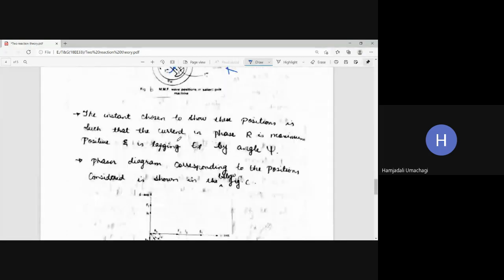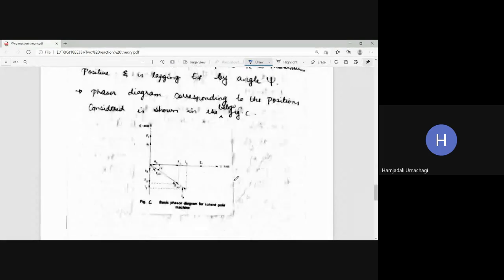Then the phasor diagram corresponding to the positions considered in the below figure C. Now whatever we have seen, that is field MMF and armature MMF, which has two components, one acting along direct axis and another along quadrature axis, with armature current having ID and IQ. All those things we are now going to represent using a phasor diagram. So this is the pole axis or the direct axis, D axis, and 90 degrees to that will be the quadrature axis, Q axis.